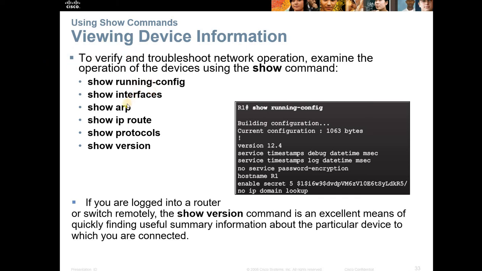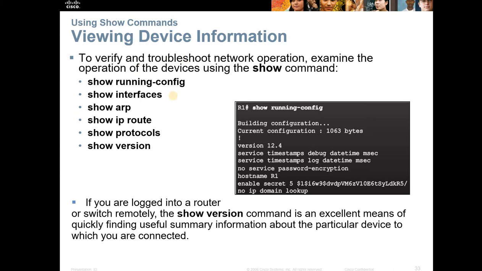Show interfaces generally displays interfaces and their status. Show ARP, address resolution protocol, displays the IP address of a device. For example, show IP route shows the router's routing table, that is the list of all networks that the router can reach, their metric, etc. Show protocols shows a summary of configured routing protocol information, generally useful for quickly verifying how routing protocols are configured.